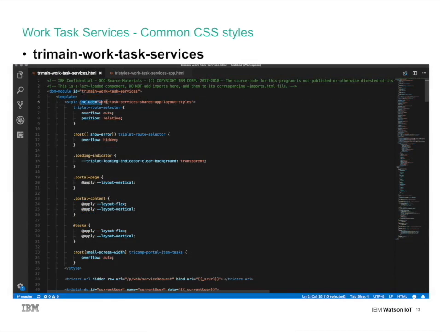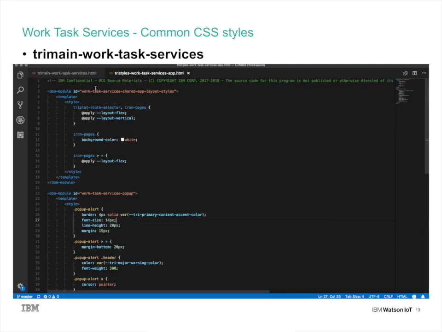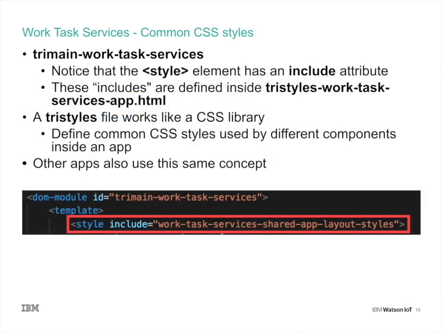Here we have the include of work test services shared app layout styles. If we check the TriStyle file, we will find the CSS imported. A TriStyles file works as a CSS library. You can use it to define common CSS styles used by different components inside an application. Other apps also use the same concept, like work task and TriApp task list.